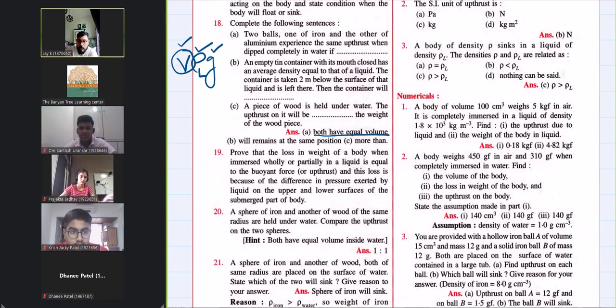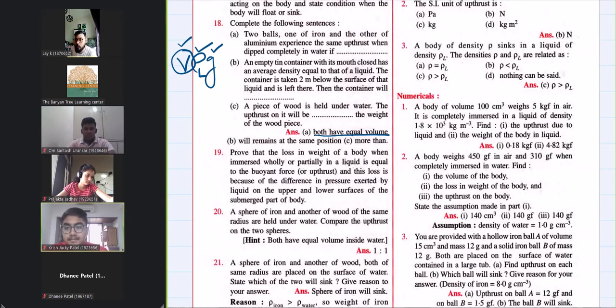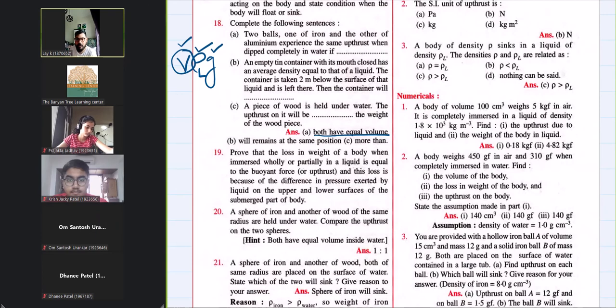So different bodies of different densities and different masses experience same upthrust if they have the same volume. You understand? So upthrust depends directly on the volume of the body. Doesn't matter, the materials are different, masses are different, densities are different.